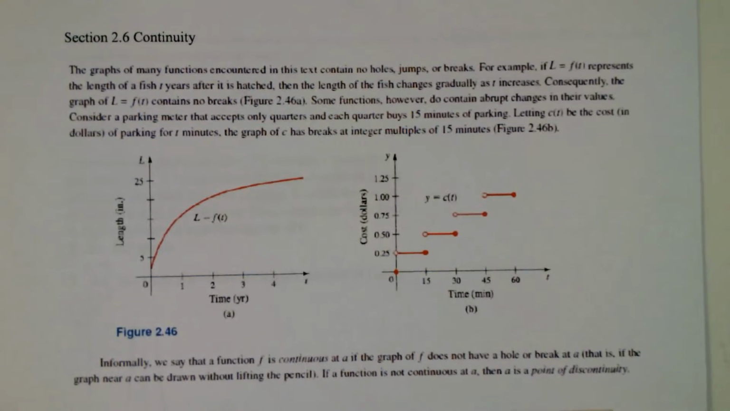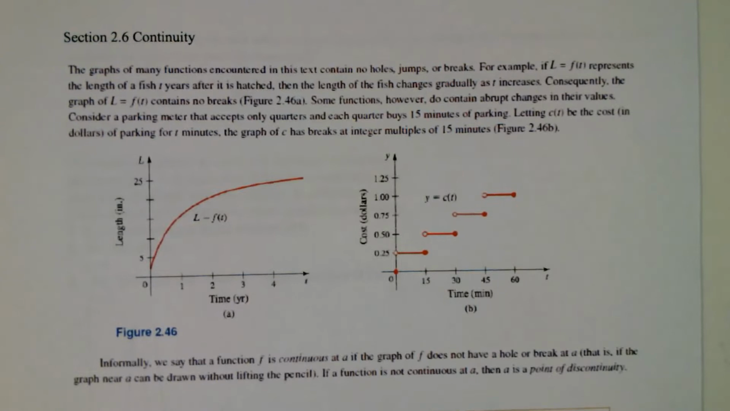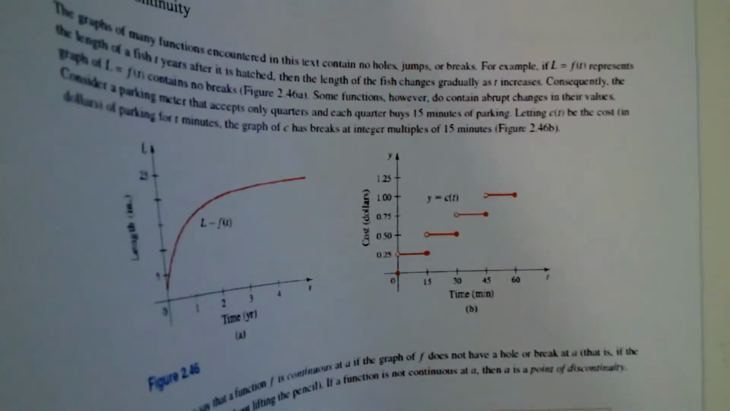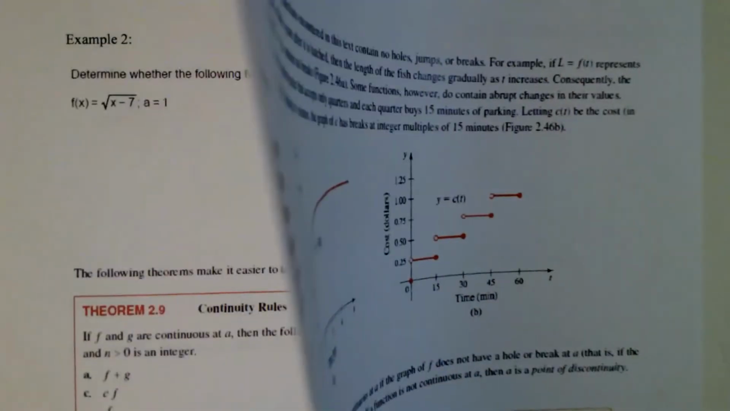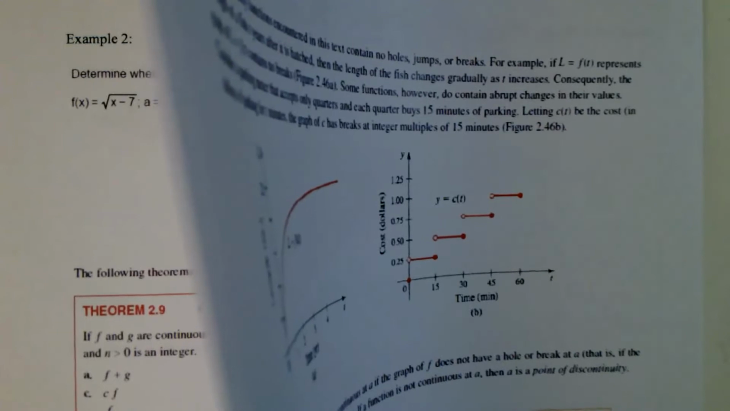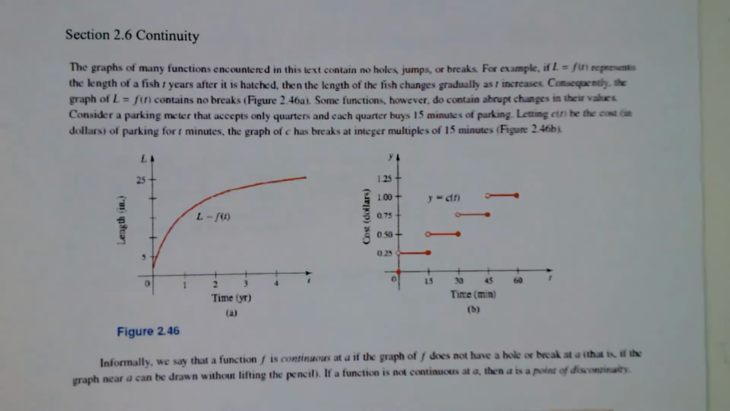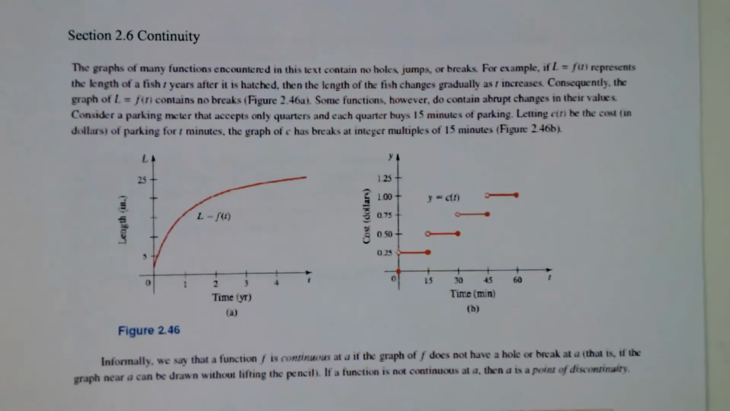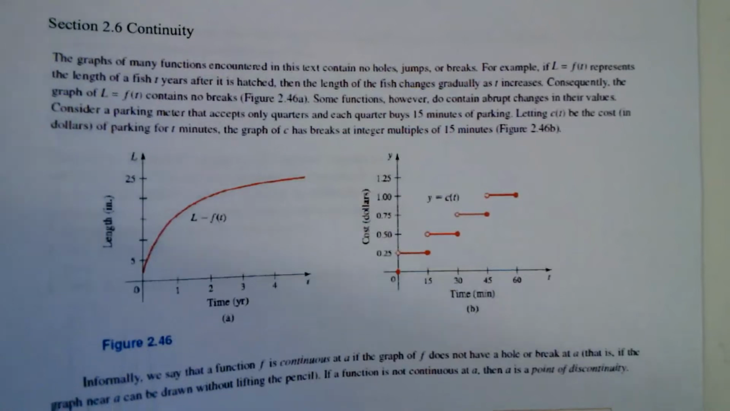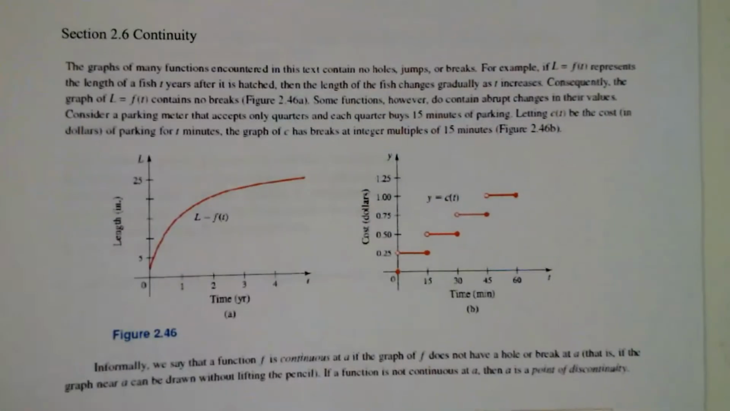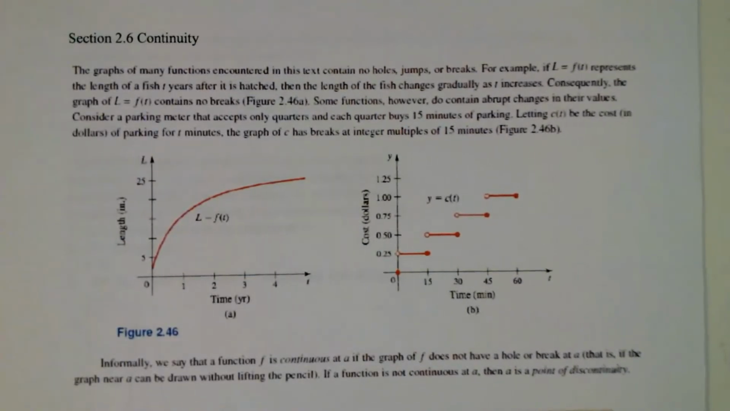We're going to be using the continuity checklist to determine whether the following conditions hold for a function to be continuous. And then we'll look at some of the continuity rules, and then we'll look at polynomials and rational functions, where they're continuous, what intervals they are continuous. Then we'll look at continuity of a composite function at a point, and then we'll look at the intermediate value theorem. So there are some things that we're going to cover in this section.